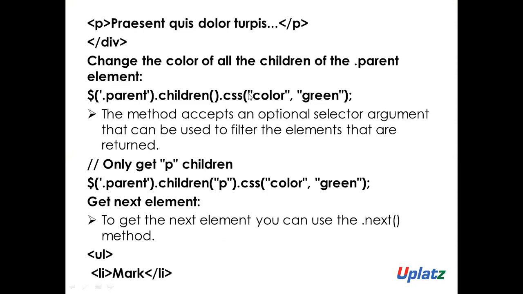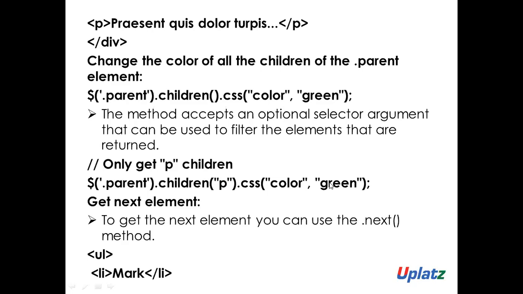With the help of that, this is my children, and this is my color. With the color green, my children get changed. That is what you can mention. And if only p, you need to mention children with the p tag, so that it changes only that color.